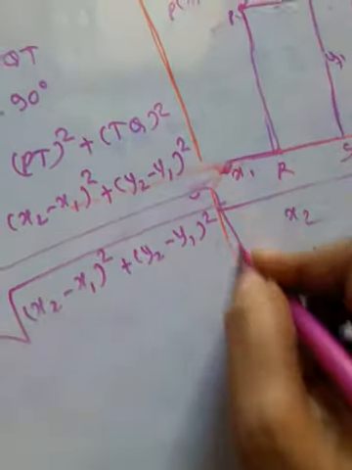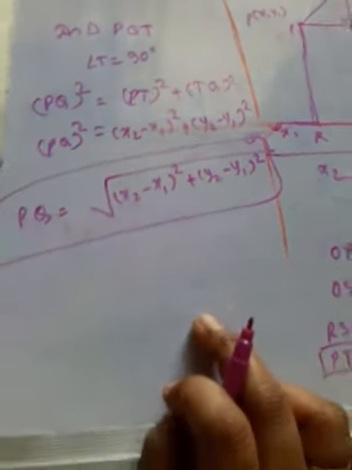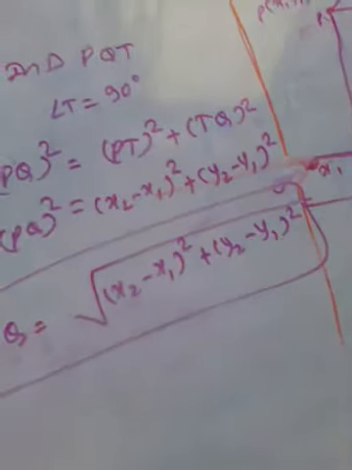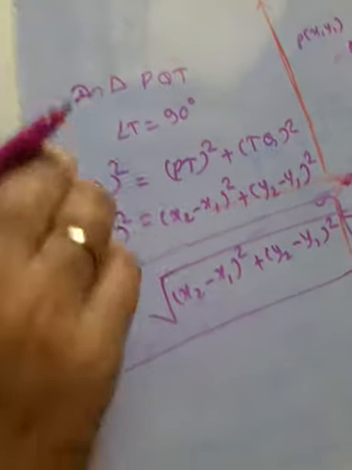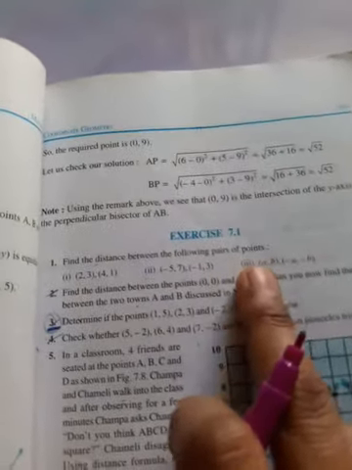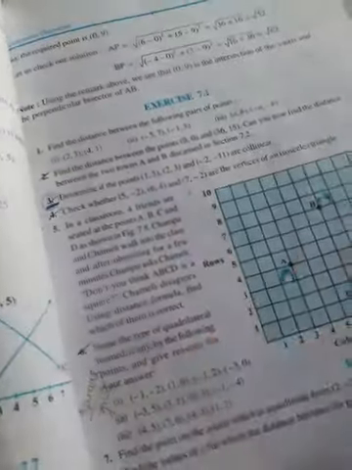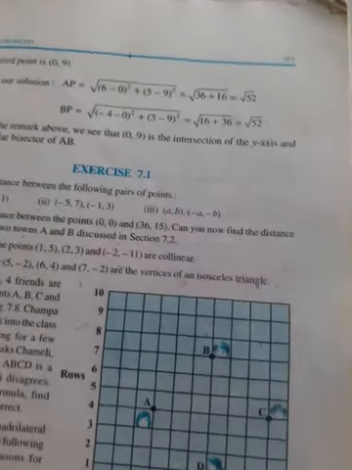Now we've got the distance formula here. This is the distance formula, and we have to use this same formula in the questions. So see the questions. 7.1, first question: find the distance between the following pair of points. The points given are (2, 3) and (4, 1). So consider them as x1, y1 and x2, y2.